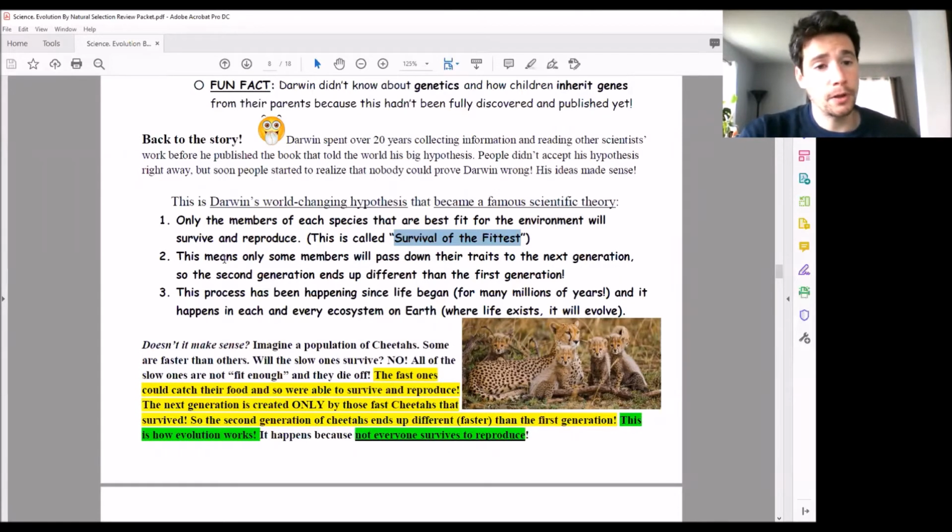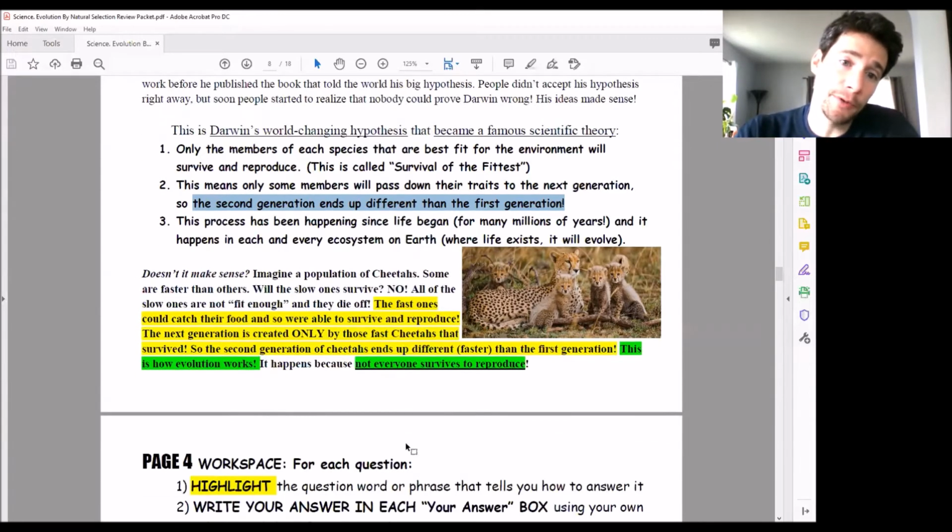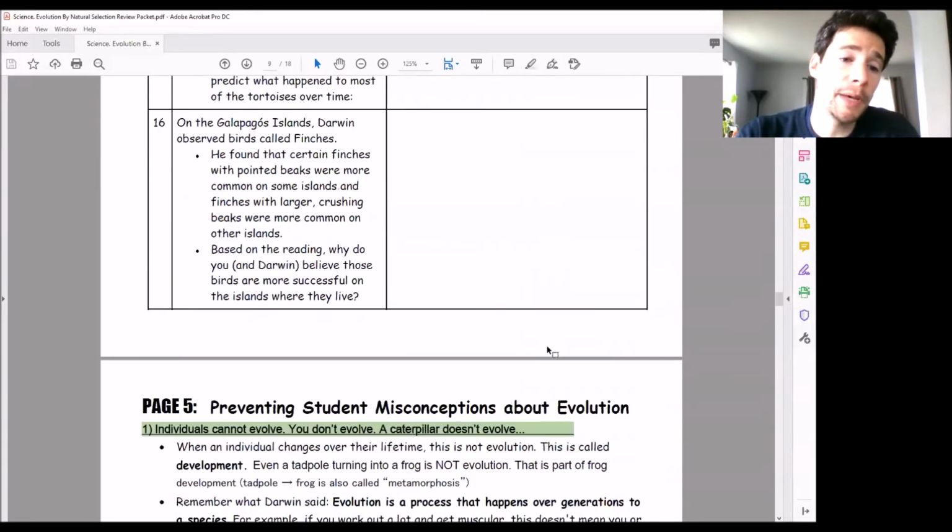And so only some members are going to pass down their genes to the next generation. So the second generation is a little bit different. It's going to be a little bit faster. And this has just been happening in all those different environments that we talked about in page 2. All those different environments are going to cause living things to end up different from each other. And this is evolution. The Earth has been around for about 4.6 billion years, which is a really, really long time. So that's a lot of time for all these millions of species. So let's jump into page 5.